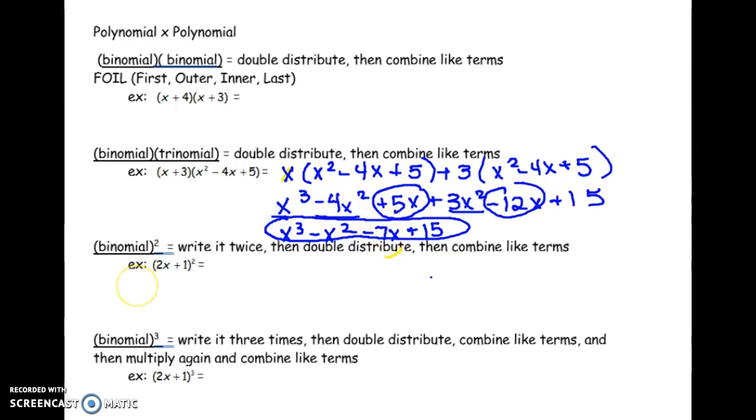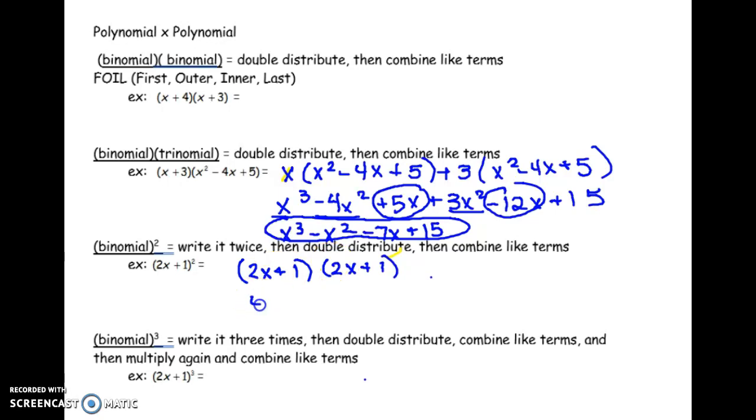If we have a binomial and we're squaring it, this is where a lot of kids accidentally will come up with something like, oh, this will be 4x squared plus 1, because they're just trying to take each of the terms and multiply it by itself. But what you really need to do is take 2x plus 1 times 2x plus 1. All right, and now we're going to FOIL it.